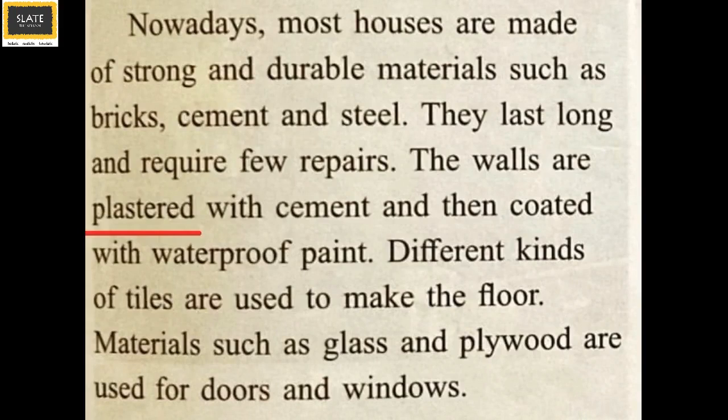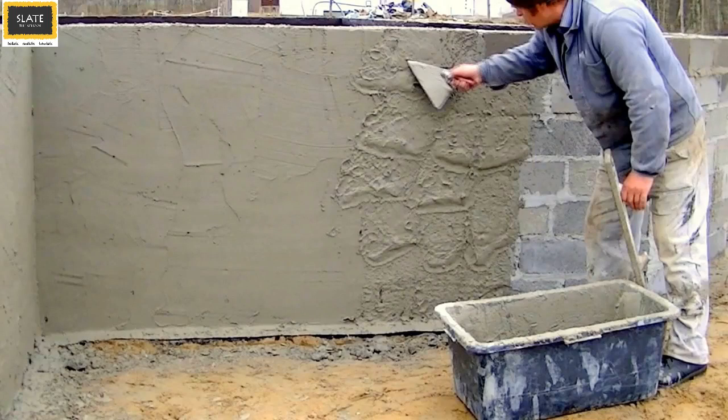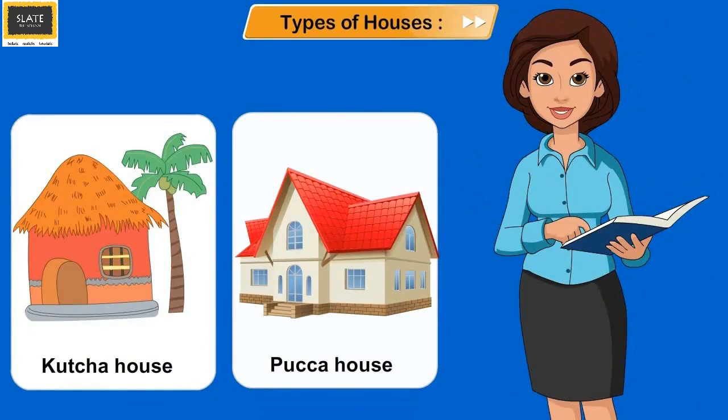P-L-A-S-T-E-R-E-D, plastered. Plaster is a mix of sand, cement and water which is spread on walls, ceilings and other structures to make the surface smooth and hard. So Slaters, we already understood the difference between kacha houses and pakka houses from our first lesson.